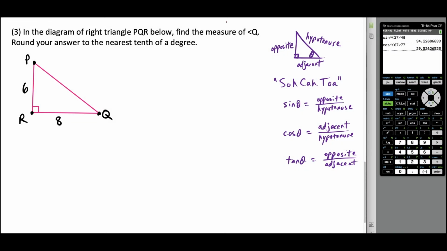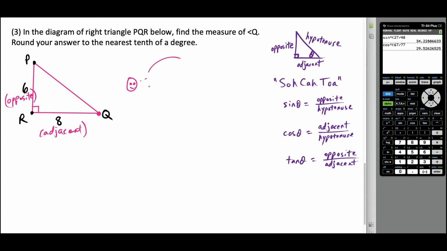So for this last question here, we're looking at triangle PQR, and we want to find the measure of angle Q. So for this one here, we're going to start off the same way. We're looking at angle Q, and we have to think the side over here, PR, that's 6 units long, that's the side opposite of angle Q. And the side that's 8 units long over here, RQ, is the side adjacent to angle Q. So we just have to think about now what we were given. We were given the opposite side, and we were given the adjacent side.